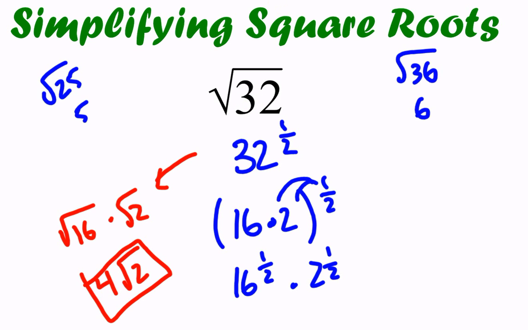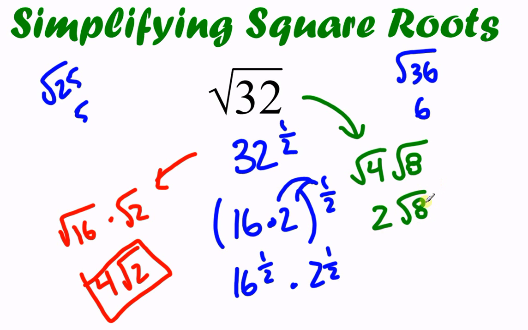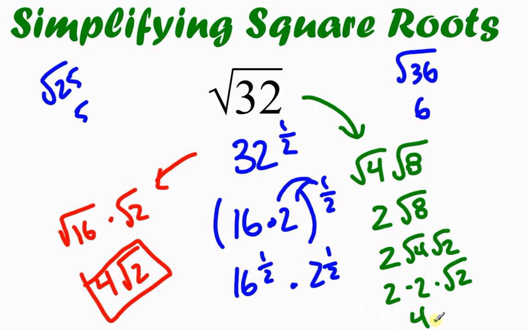Now, had you not noticed that 16 goes into that, that's okay. Had you maybe done 4 instead, that's totally fine. So square root of 4 and square root of 8, that's just 2 square roots of 8. Just don't stop here, keep going. This is another 4 and a 2, so this is 2 times the square root of 2. You'll get to the same answer. This is still 4 square roots of 2.